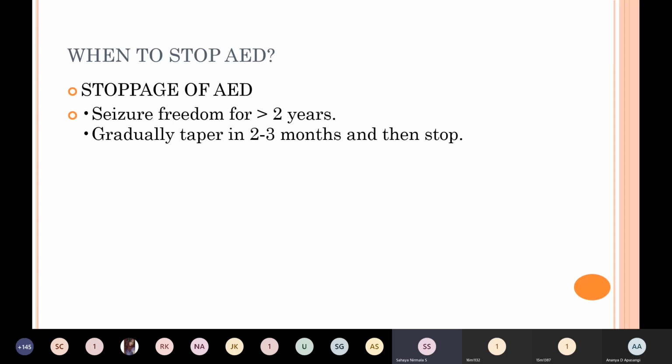Now we have already started the anti-epileptic drug and we have achieved seizure control. So when do you stop the anti-epileptic drugs? Once you achieve seizure freedom for more than 2 years, then you can gradually taper and stop the anti-epileptic drugs. You should usually taper it over 2 to 3 months, because some of these children, once we start tapering, can have a breakthrough seizure. So we have to do it very gradually.